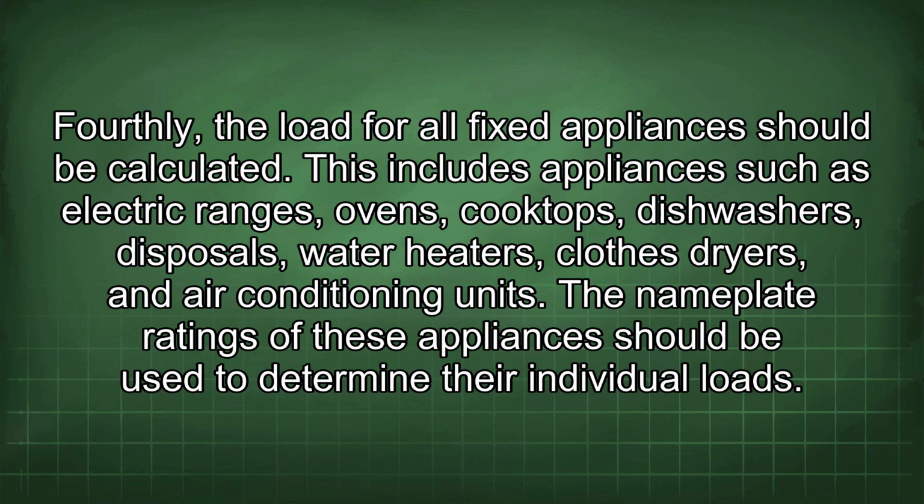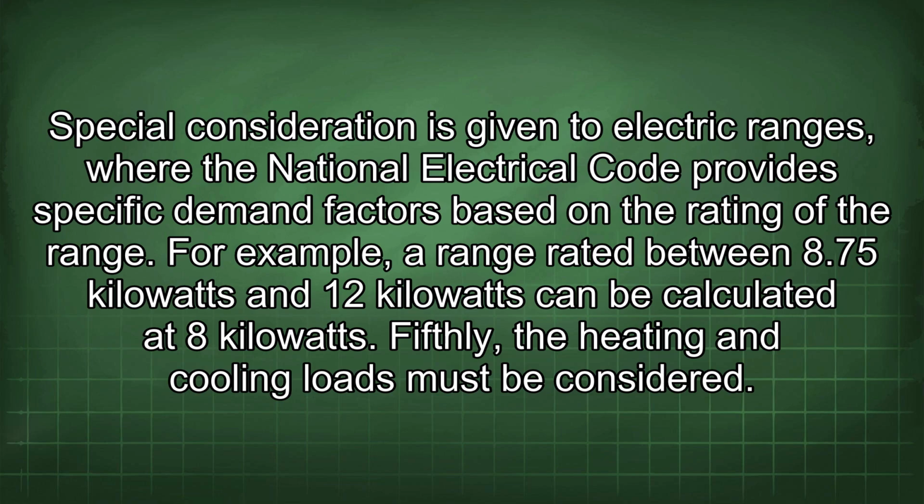Fourthly, the load for all fixed appliances should be calculated. This includes appliances such as electric ranges, ovens, cooktops, dishwashers, disposals, water heaters, clothes dryers, and air conditioning units. The nameplate ratings of these appliances should be used to determine their individual loads. Special consideration is given to electric ranges, where the National Electrical Code provides specific demand factors based on the rating of the range. For example, a range rated between 8.75 kilowatts and 12 kilowatts can be calculated at 8 kilowatts.